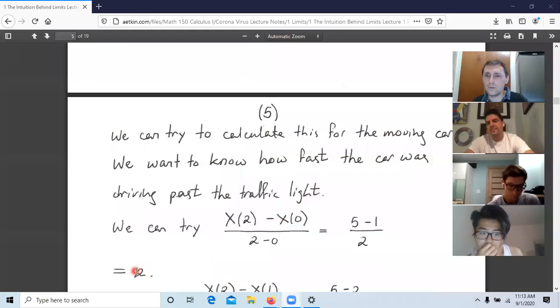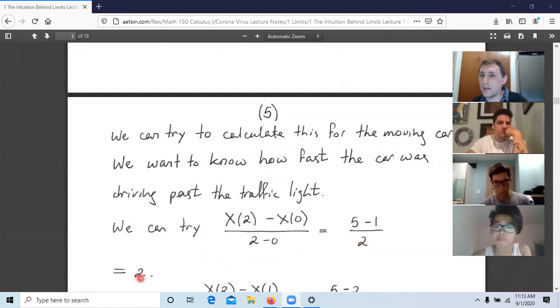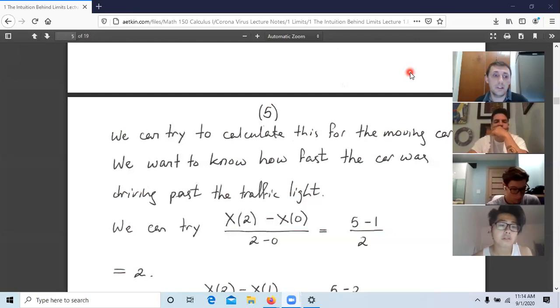So I got 2. Would you say that then 2, let's say it's miles and maybe time is in hours, is it 2 miles an hour? Or 2 miles a second, in whatever measurements? Is it 2 units of distance divided by 1 unit of time? Is this the right velocity for the car? So Irvin says yes, it's the right velocity.